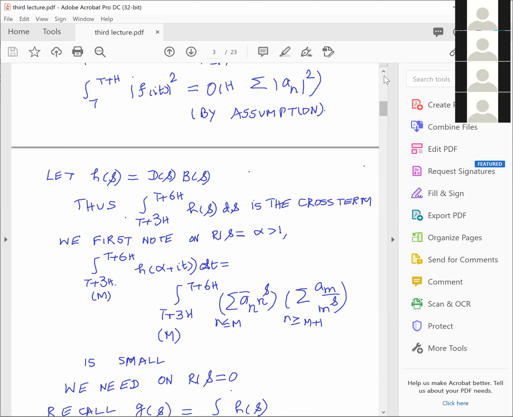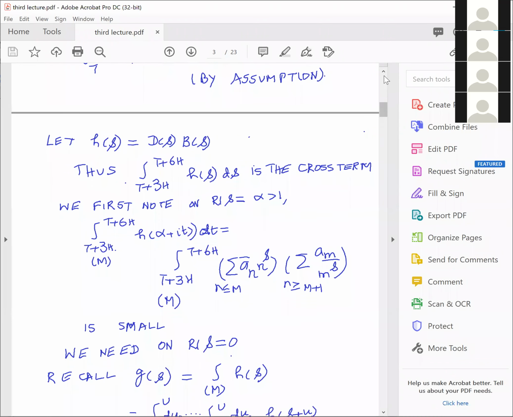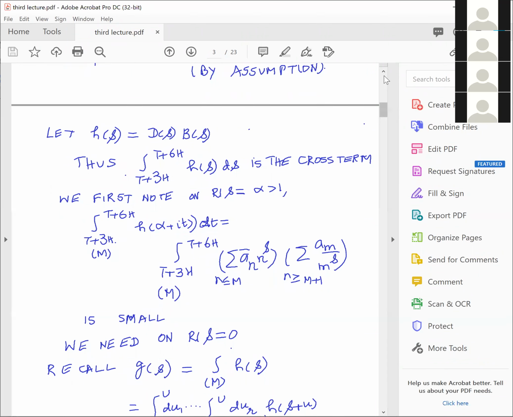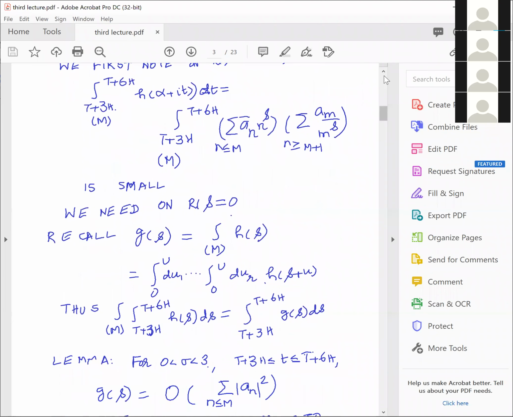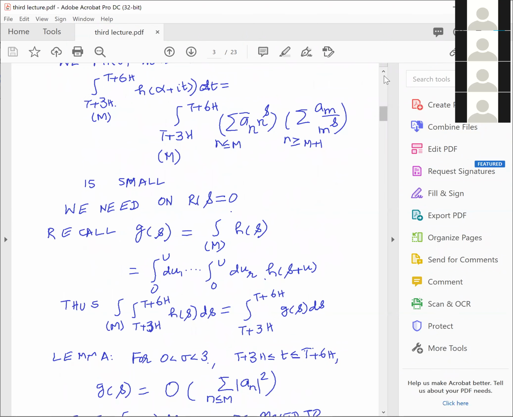But if I am not in the region of convergence of b, I cannot use this series. Unfortunately, what I need is this whole estimate on real part of s equal to 0, and the real part of s equal to 0 is not in the region of convergence. Therefore, I will just prove that g of s is small so that I can move the line of integration and then be done with it. Therefore, let's write the g of s. G of s, as you may recall, is the integral from 0 to u du1, 0 to u dur, of h of s plus iu. And that, I write exactly what that means.